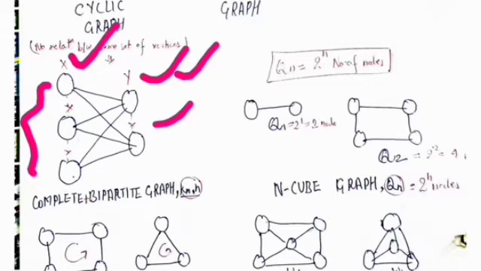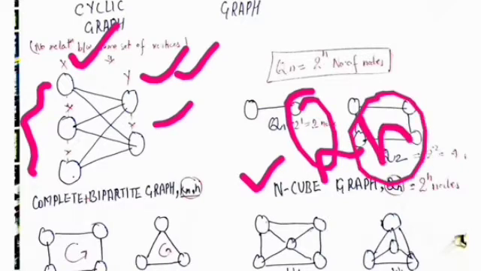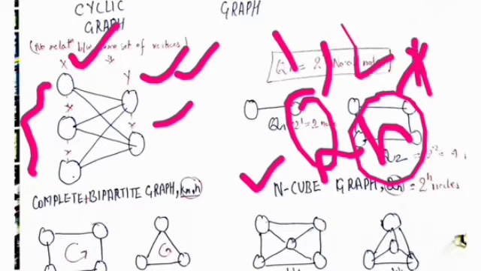Now next is your N-cube graph. It is represented like Qn, where n represents a number, an integer like 1, 2, 3 and so on.